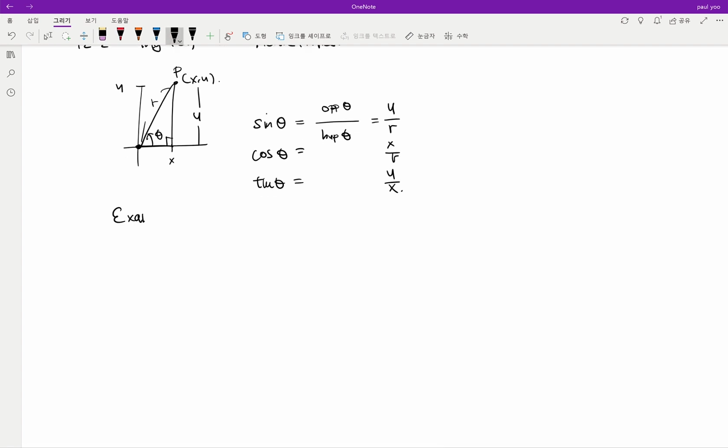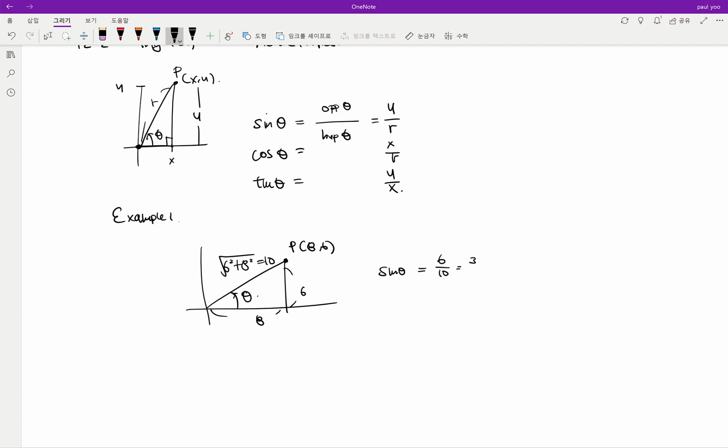So using this, moving on to example 1, we're given the triangle that has 8 here, 6 here, and a point (8, 6), and theta. If you're looking for sine theta, then using Pythagorean theorem, this is going to be the square root of 6 squared plus 8 squared, which is 10. So sine theta is going to be 6 over 10, which simplifies to 3 over 5. Cosine theta is going to be 4 over 5, and tangent theta is going to be 3 over 4.